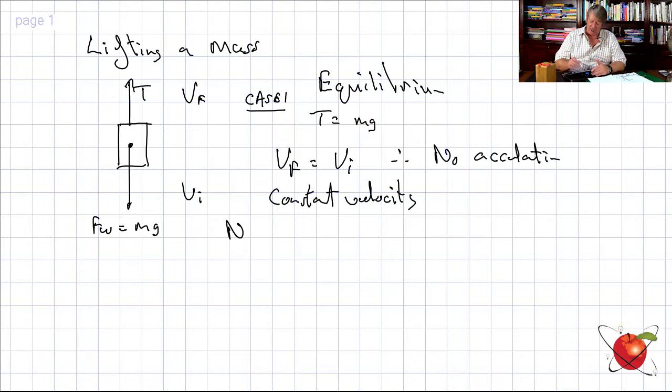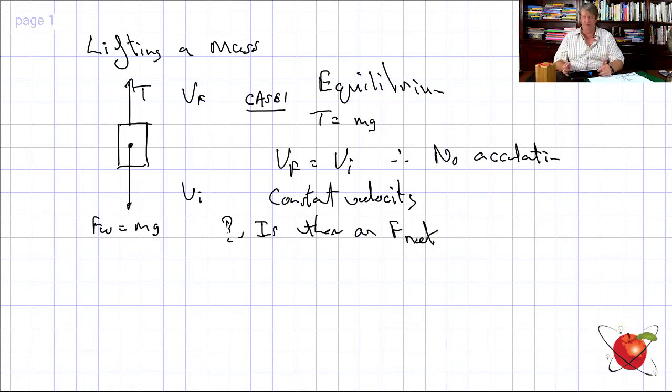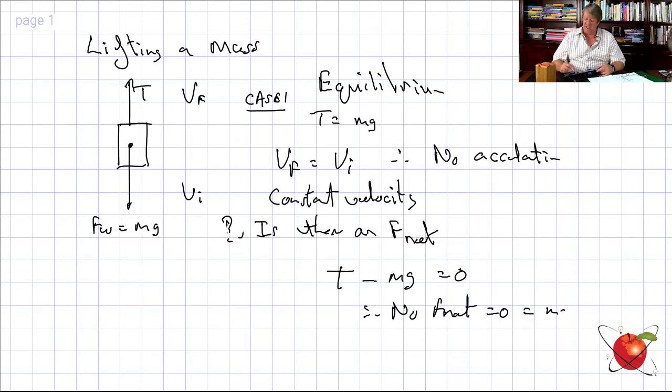Now, let's have a look and ask the question: is there an F net? No, because T minus mg equals 0. Therefore, no F net. Therefore, it equals ma, therefore, acceleration equals 0 as well. It means that in this case, it's going to be only an increase in potential energy.